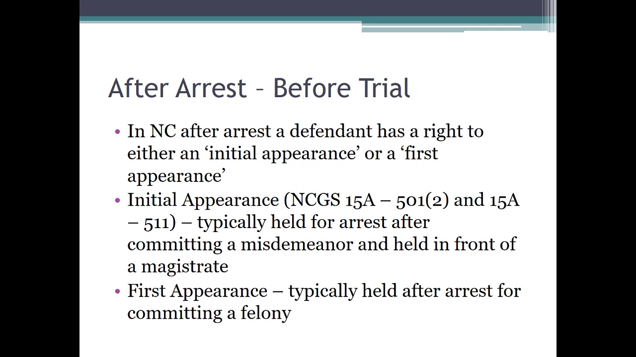Now, if you notice in this slide, there are some abbreviations there. NCGS 15A-501 subsection 2, 15A-511. That refers to North Carolina General Statute, and that is going to be the title or the chapter, 15A, and then the section where you're going to find these rules. So 15A is the part of the North Carolina Code that talks about criminal procedure.